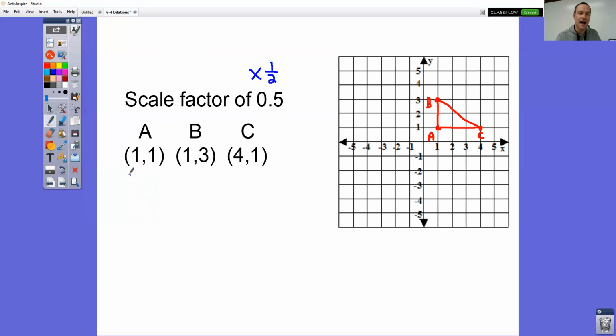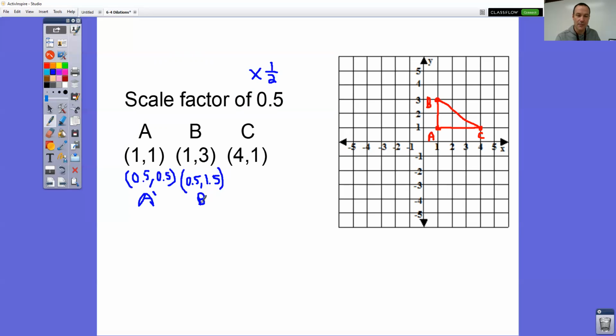So 1 times 0.5 is 0.5. 1 times 0.5 is 0.5. So my A prime, my new A point after I multiply by 0.5, is (0.5, 0.5). For B prime, we have 1 times 0.5, which is 0.5. 3 times 0.5 is 1.5.